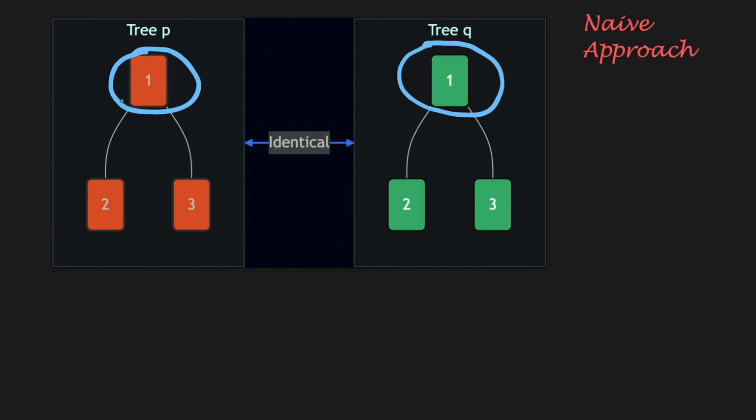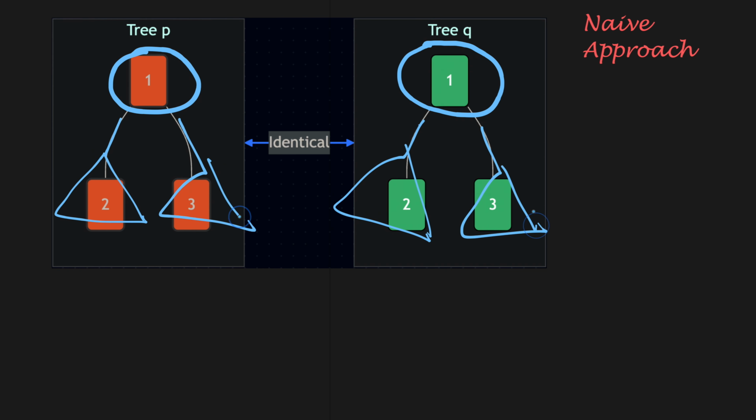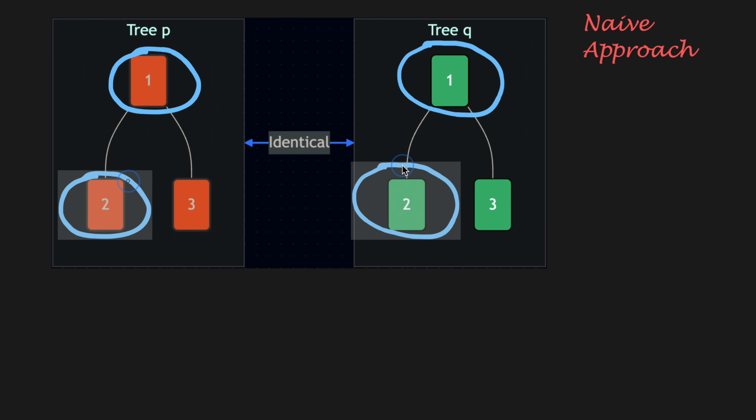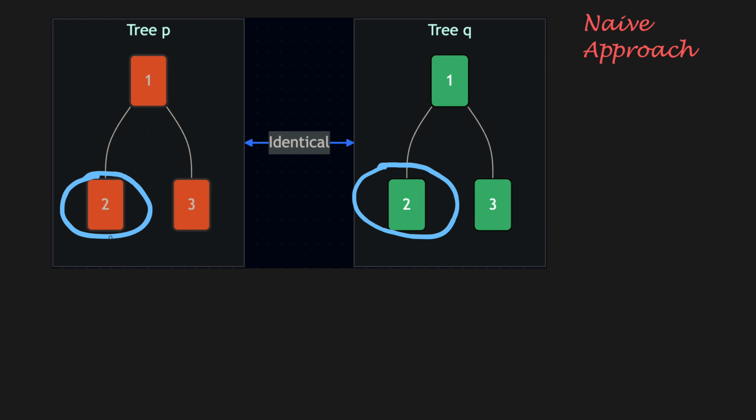So we recursively apply the same logic to its children and compare the left subtrees in both the trees and right subtrees. And if the root nodes match and the left and right subtrees in both the trees match, then only we can say that the trees are identical. So now let's move to the left subtrees of both trees. The left child in both trees is a node with value 2, which results in a match again.